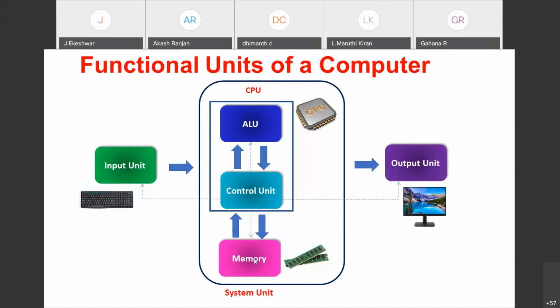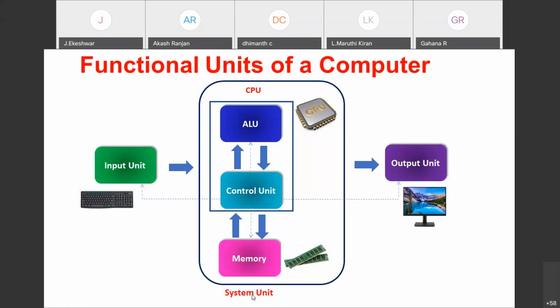So this is about the functional units of a computer. These are the five functional units of a digital computer: input, CPU, within which we have two major components, the ALU and control unit, then the memory unit, and the output unit. We just discussed the responsibilities of the input unit, output unit, ALU, control unit, and memory unit. Memory is classified into primary memory and secondary memory. In primary memory, or main memory, we discussed only the RAM memory.